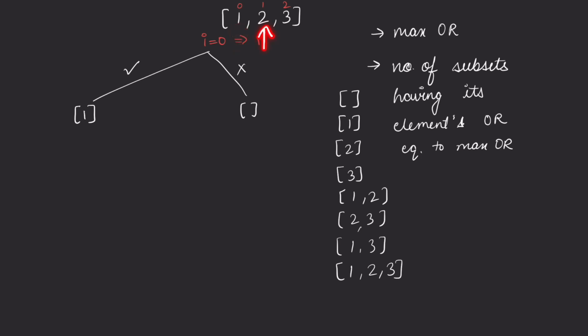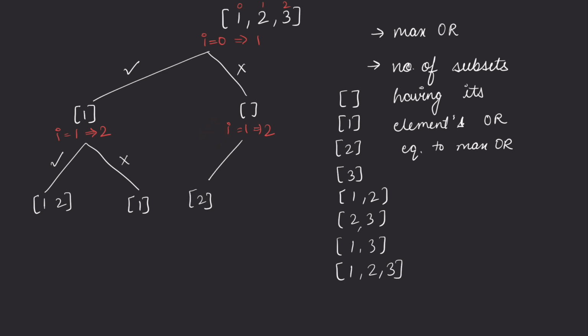Now we will come to the second number in both these cases. So now your I will become 1 and your element will be 2 in both these cases. Again for 2, we will have two choices, either take it or do not take it. When you take 2, here your array will become 1 and 2, and here it will remain as is. Then at this point, if you take 2, your array will become 2, and if you do not take it, it will be an empty array. So now we are done with the second element.